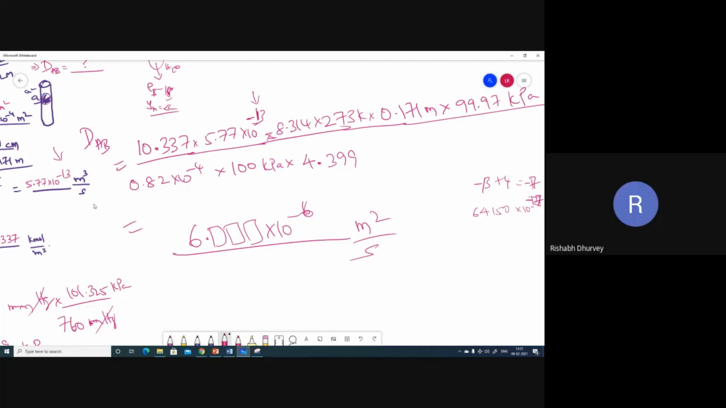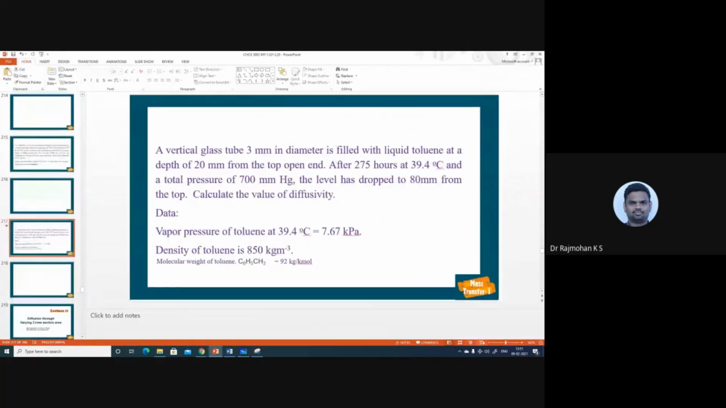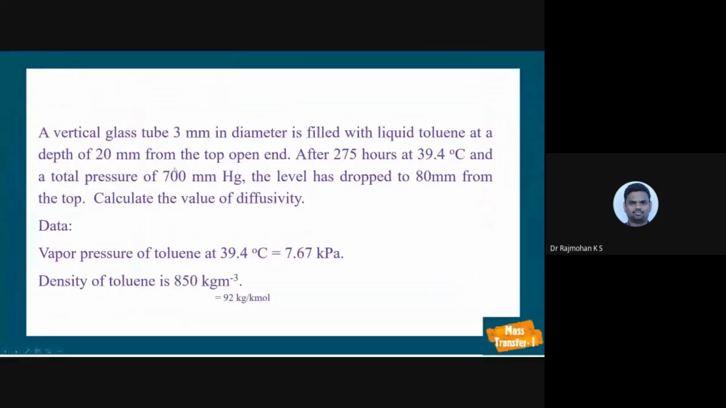Yes, sir. 6.504 into 10 to the power minus 6. Okay. So students can practice another problem yourself. Take a screenshot. We'll complete.